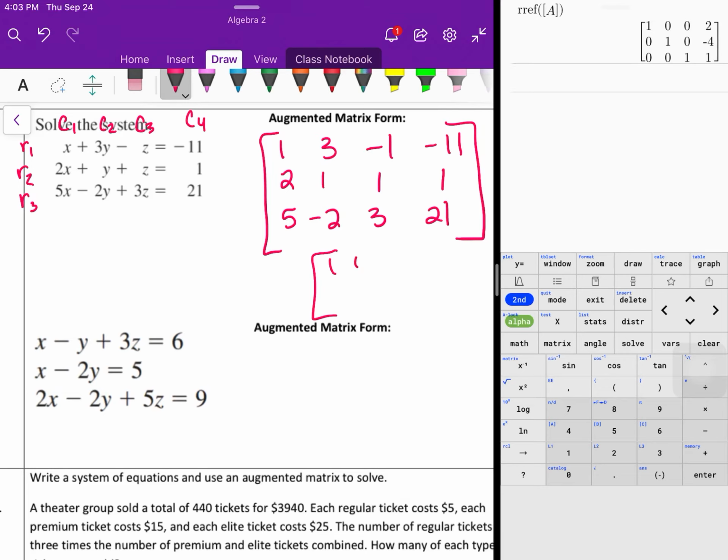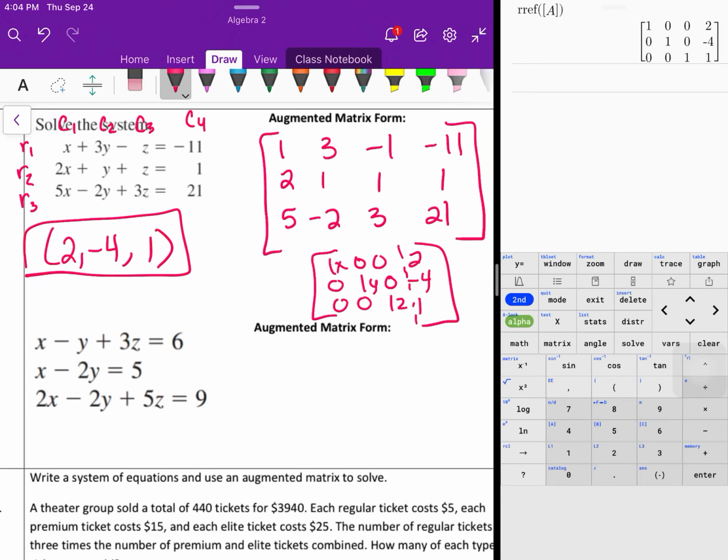And so this one works out to be 1, 0, 0, 2, 0, 1, 0, -4, 0, 0, 1, 1. And so that gives me, this is my x, y, and z, and then my equal sign was right here. So that means that x was 2, y was -4, and z was 1, which can be written as an ordered triplet if you're just solving a system of 3 equations.